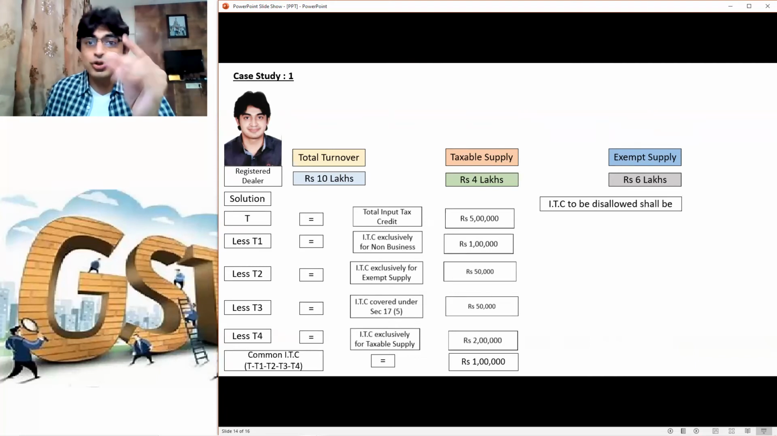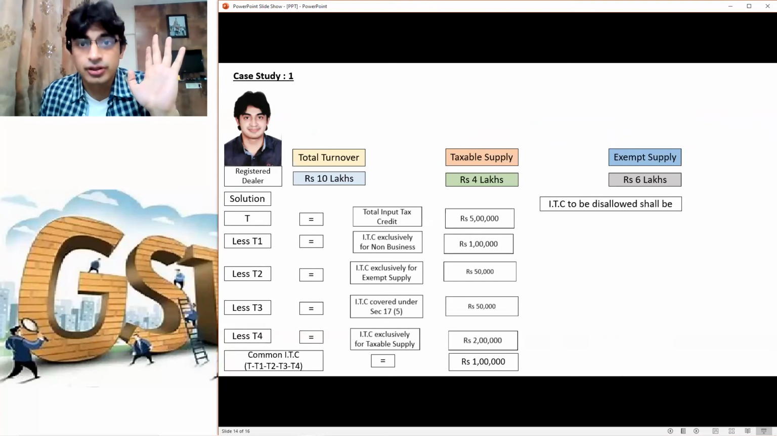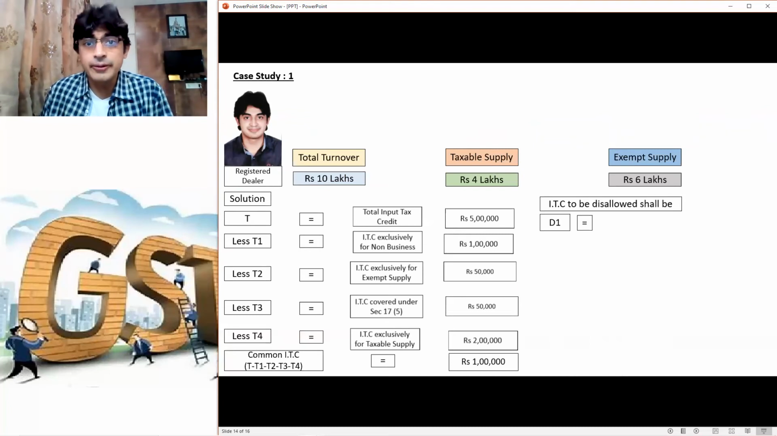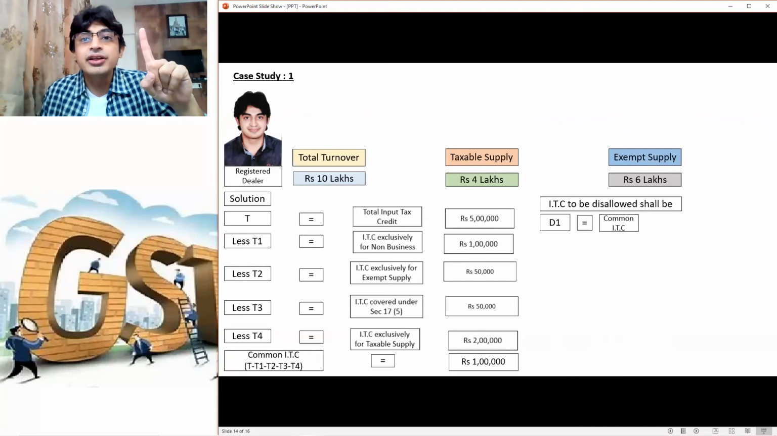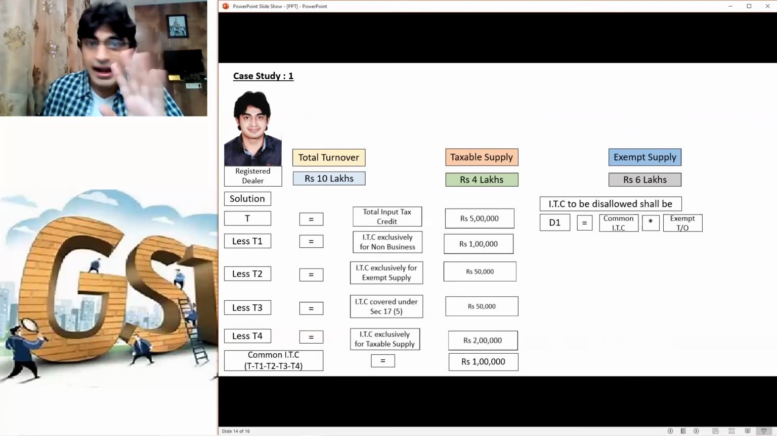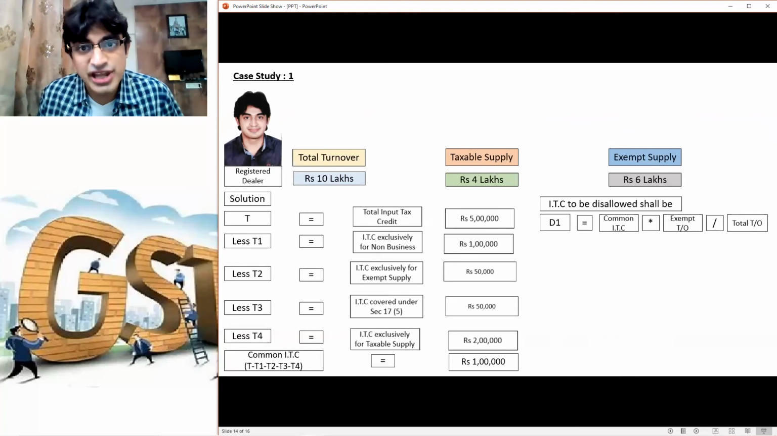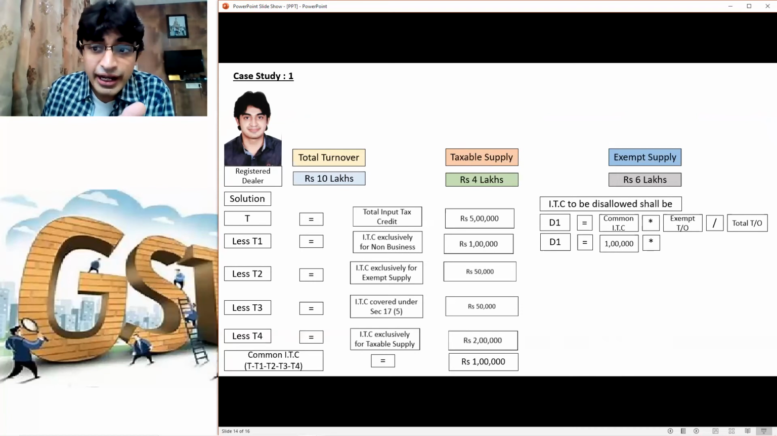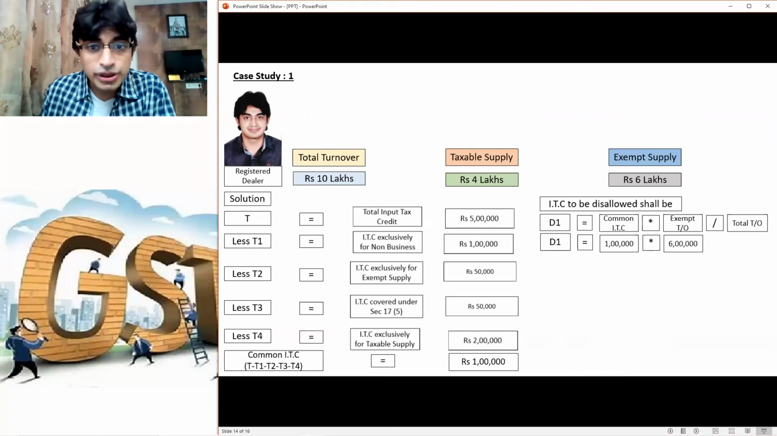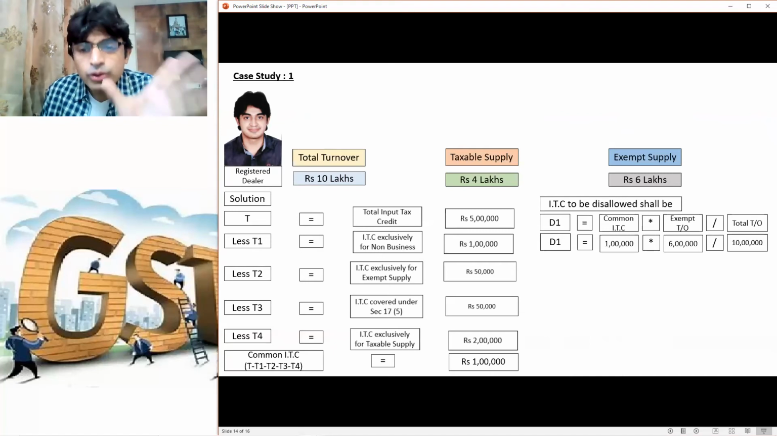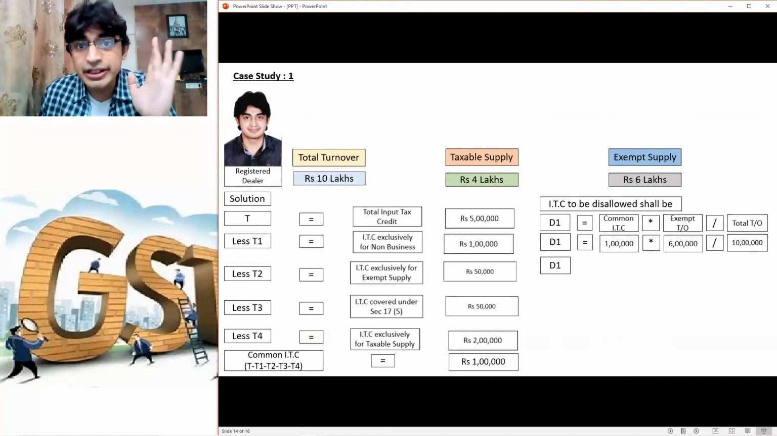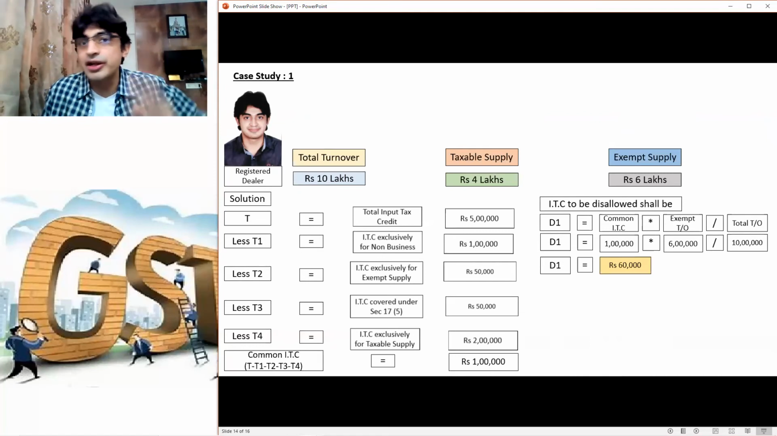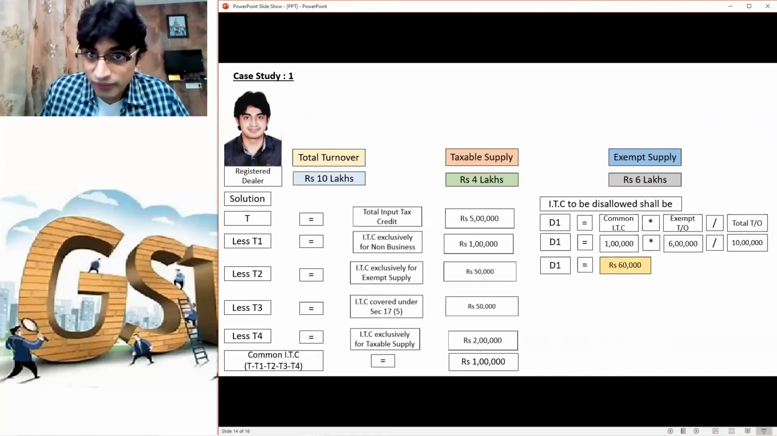Okay, now ITC to be disallowed. Calculate D1, 17(2). D1 is what? Your common ITC into exempt turnover divided by total turnover. This ITC will be removed. So what is your common ITC? 1 lakh rupees. What is your exempt turnover? 6 lakh rupees. Total turnover 10 lakh rupees. So out of 1 lakh, D1, 17(2) says 60,000 shall be disallowed. That is gone. Fair enough.